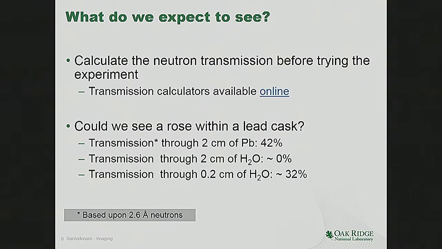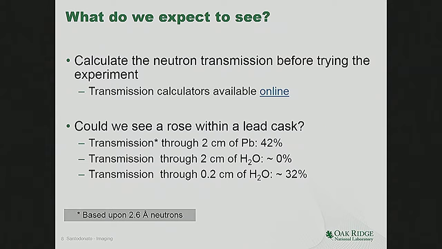Now, whenever we do an experiment, I should say before you do the experiment, we want to have some idea of what we expect to see as far as transmission. You could easily make at least an estimate by just doing some calculations. You could look up cross sections in the literature, but now it's even easier. There are some nice online transmission calculators.